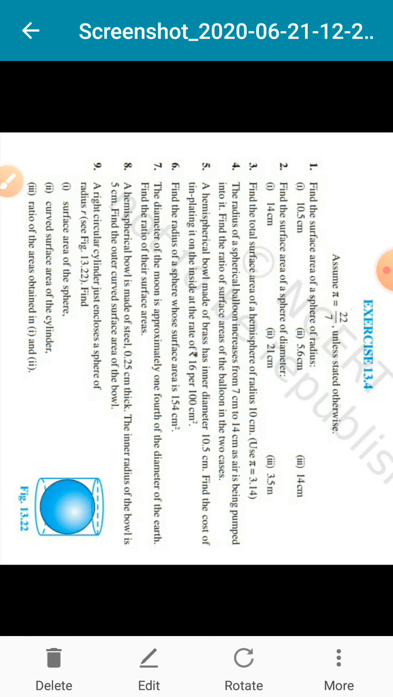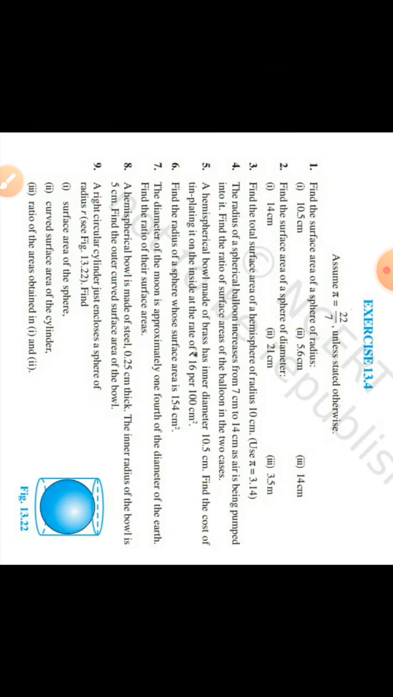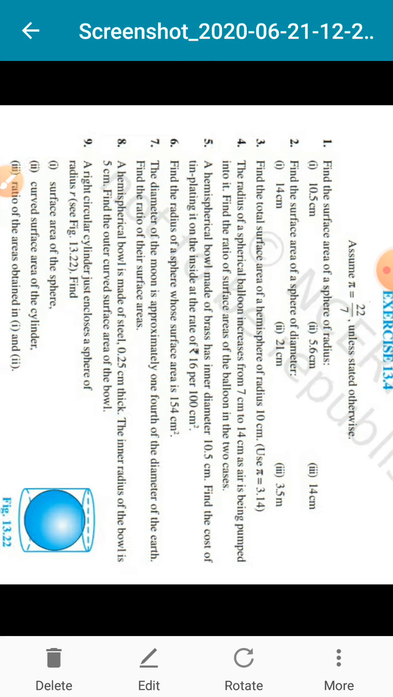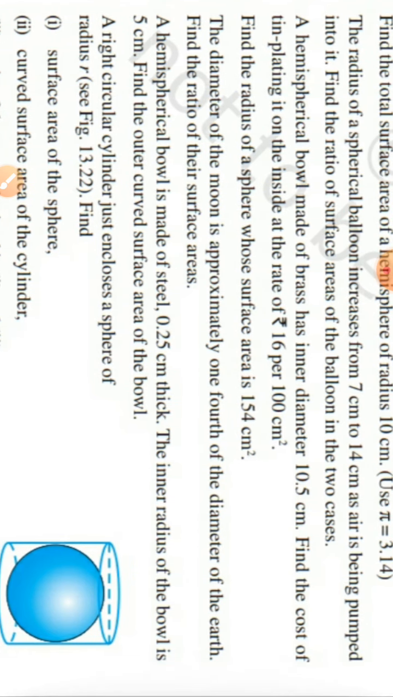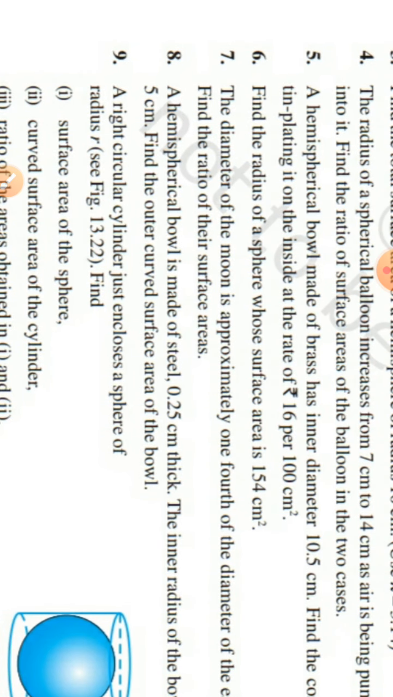Now look at number 8. A hemisphere bowl is made of steel. It is not important what the material is, whether steel or tin, but it is hemispherical. Again a bowl, 0.25 centimeter thick, meaning thickness is given, not radius, not diameter, the thickness of that material is given. The inner radius of the bowl is 5 centimeter. Inner radius is given as 5 centimeter. Find the outer curved surface area of the bowl.